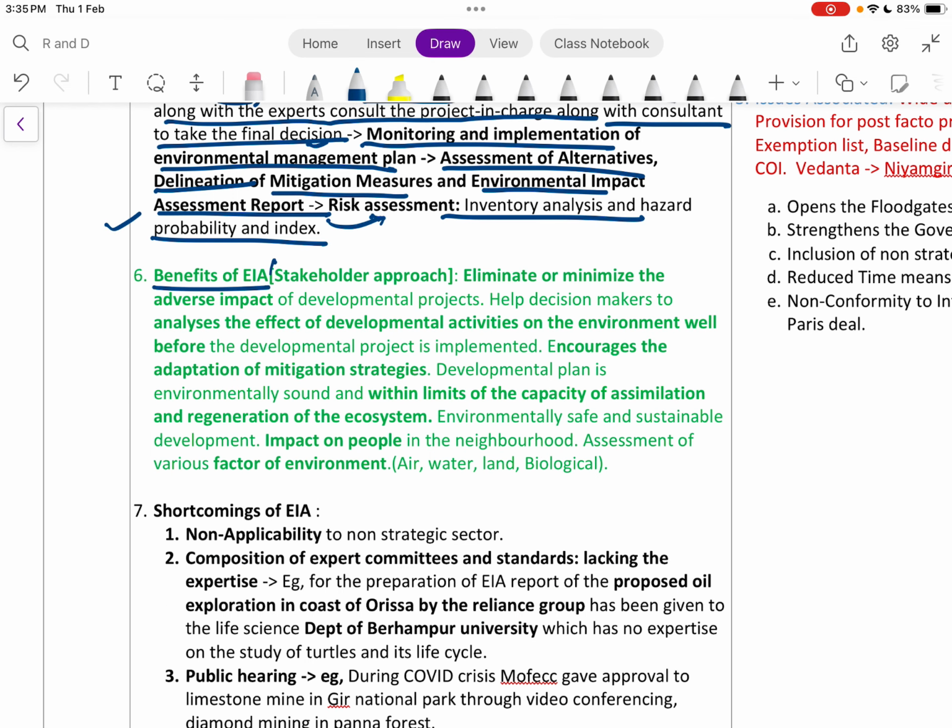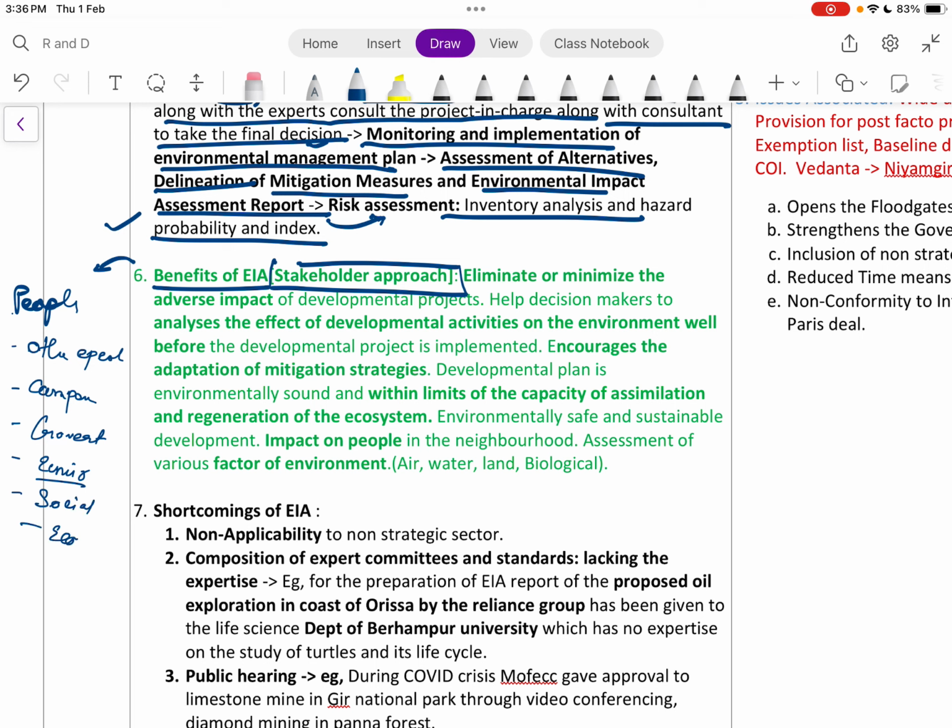Benefits: we can think from the stakeholder approach. Who are the stakeholders? The people, other people, the company, the government, the environment. We can also think from the environmental, social and economic angles. So what are the benefits?